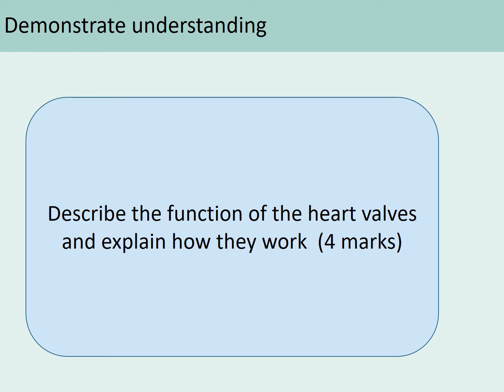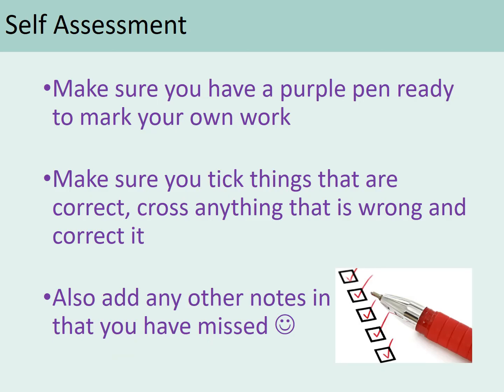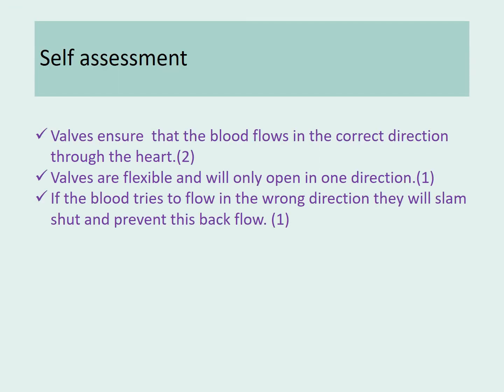So pause the video now and have a go at that, please. Okay, so grab yourself a different coloured pen and let's see how we did. Okay, so for 2 marks is what we've already discussed, which is that valves ensure that the blood goes in the right direction. So they stop the backflow of blood. That's going to be your first 2 marks. Now, the way that they do that is that valves are flexible, so they're made of a softer material. It's not like bone or another tissue like that. It's actually a flexible material.